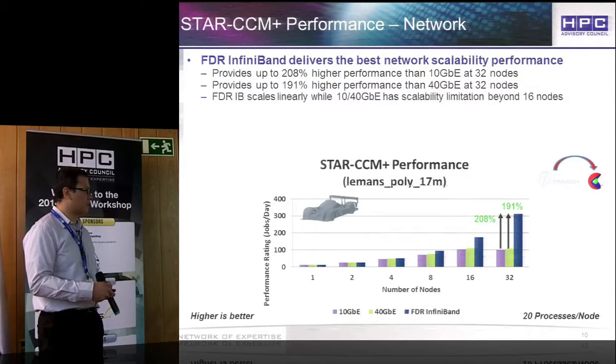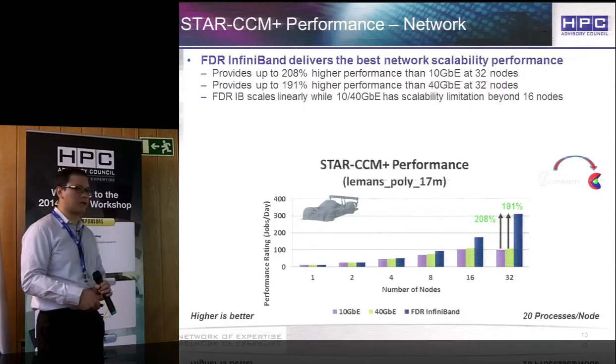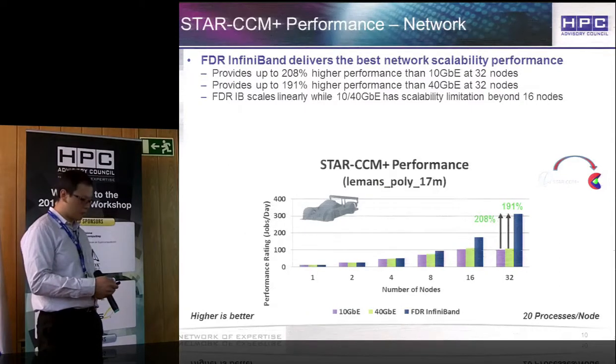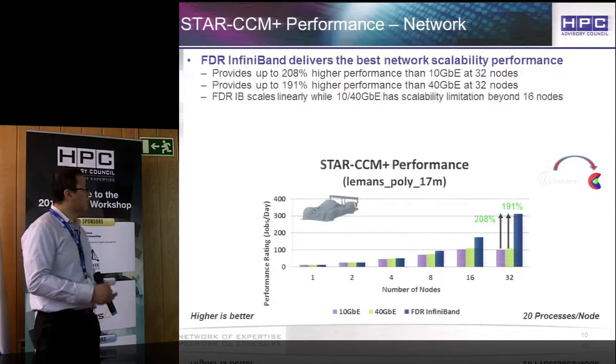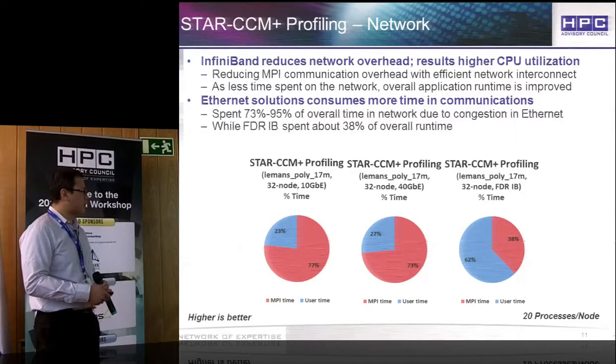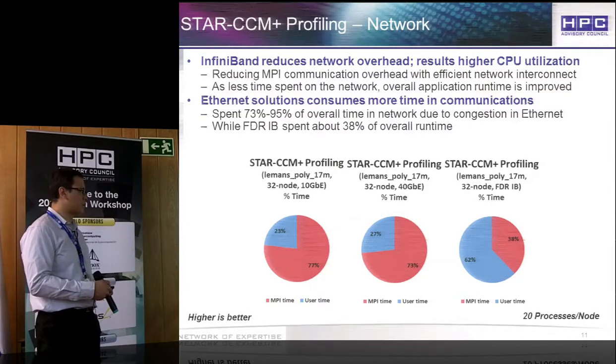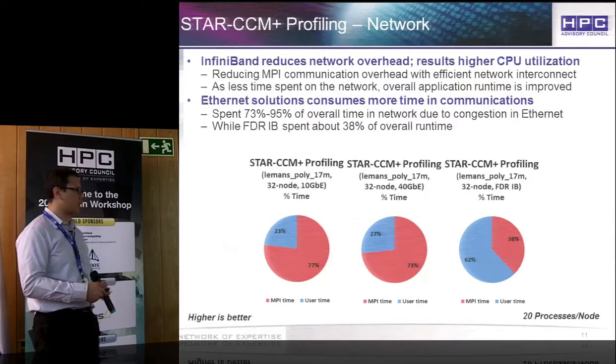Beyond 32 nodes and up, compared to the other interconnects shown here, we see quite a sizable increase from InfiniBand compared to the other interconnects tested. The reason for that, as we can see, is that the time spent on MPI communication is less using InfiniBand compared to other interconnects, such as 10 gigabit Ethernet and 40 gigabit Ethernet here.